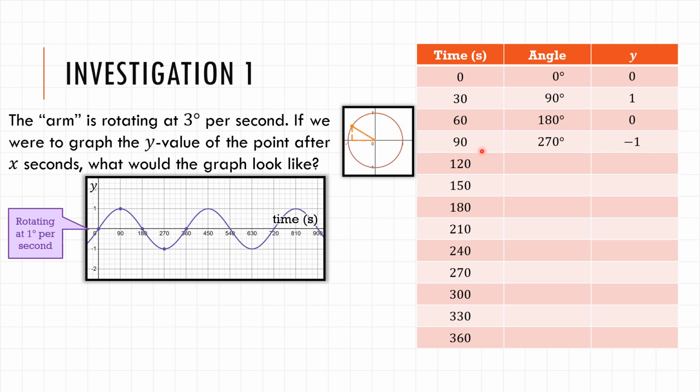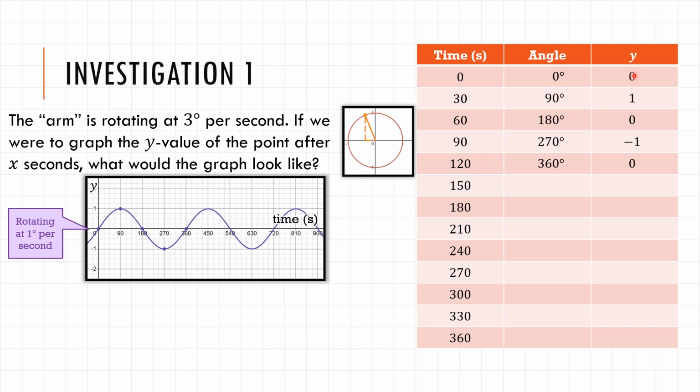And after 120 seconds, that would make the angle of rotation a full 360 degrees. So it's right back where it started at 0. Notice that it completed one period a whole lot faster. Instead of taking 360 seconds to complete one period, it completed it in just 120.